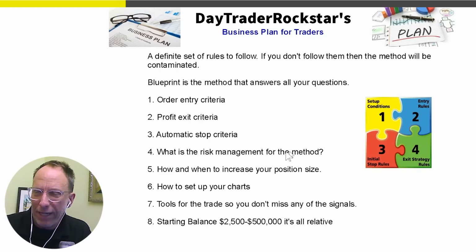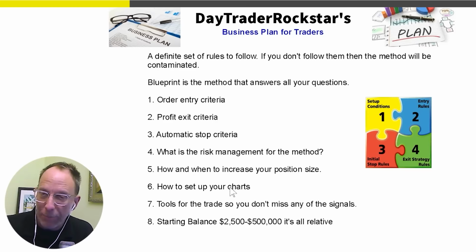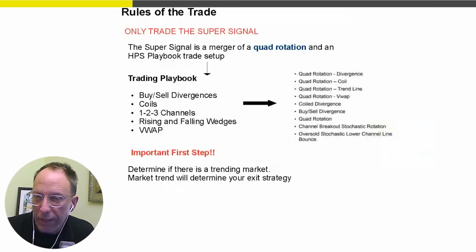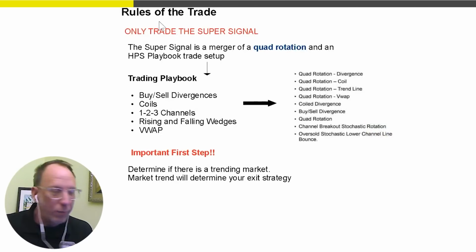What I mean by that could be a little bit complex, but when do we want to add shares, take shares off? How and when do we want to increase the position size? How to set up your charts, tools of trade, balance. I don't worry about the balance thing. That's from an old thing here. And then these are my rules.